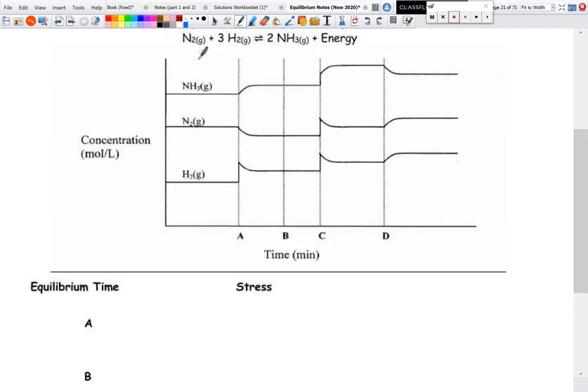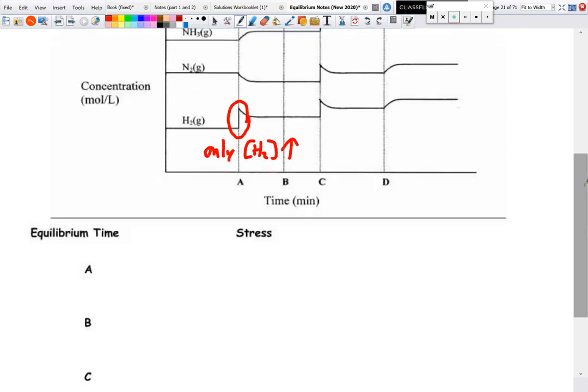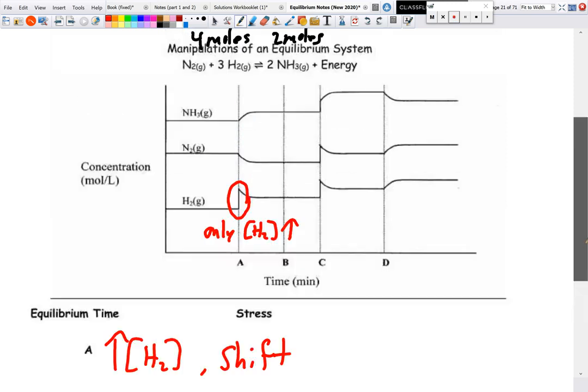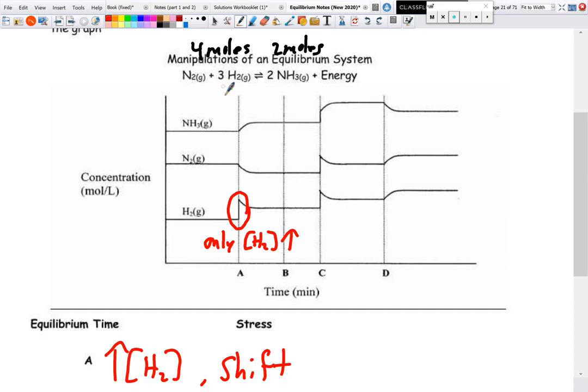So at stress A, we will notice that at point A, we can tell NH3, so more NH3 is being produced, more N2 is being produced, a new equilibrium is being established. But we see this point right here. This tells us that only the concentration of H2 is increasing. That is why the stress is an increase in H2, so we get a shift. Because it's increasing, it's going to shift to the opposite side. So an increase in H2 here is going to shift over here.